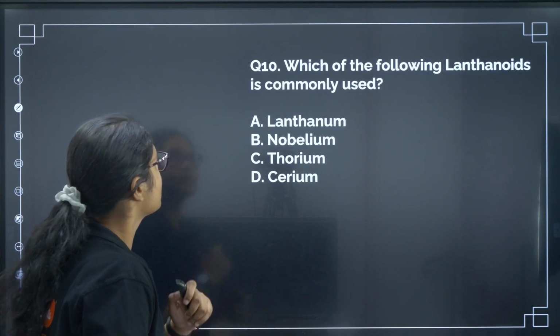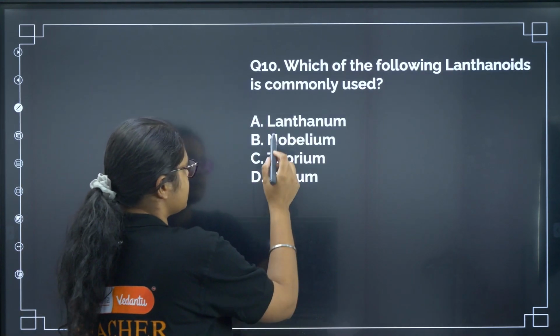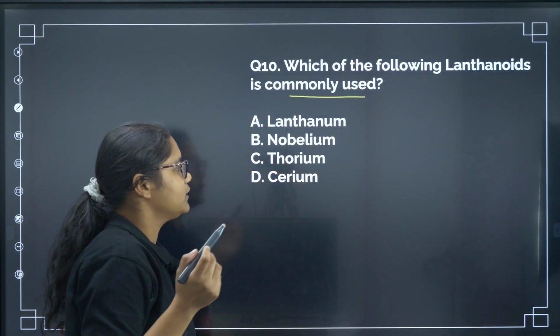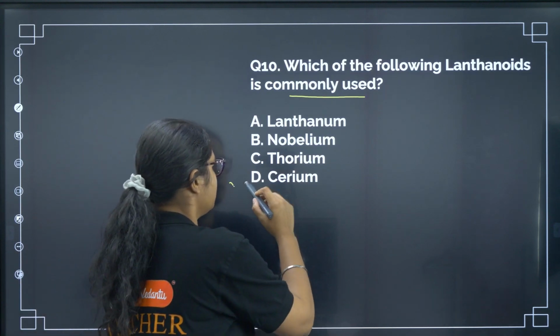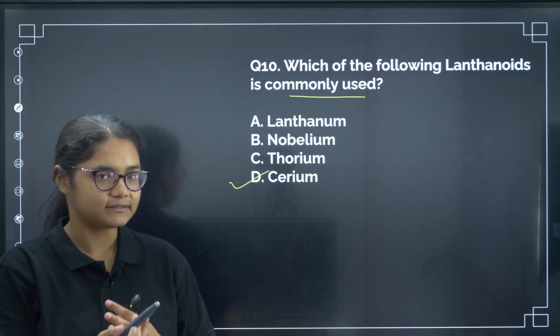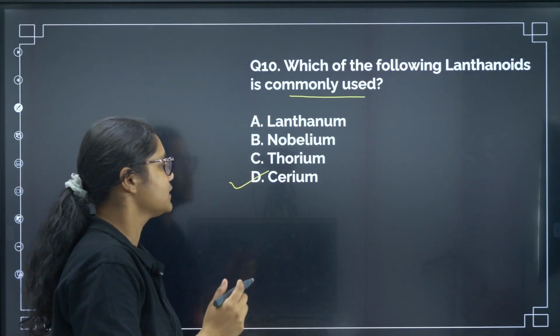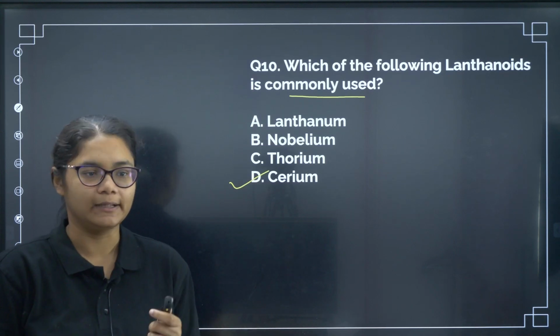Next, which of the following lanthanides is commonly used? The commonly used lanthanide is cerium. It is found in more amount. The abundance is more, and it is most widely used. So the correct answer is option number D.